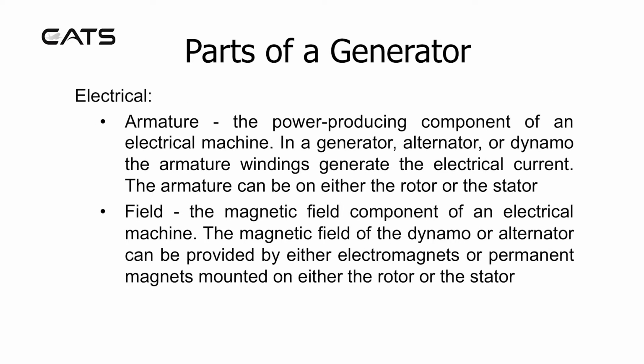For electrical, the armature is the power-producing component of an electrical machine. In a generator, alternator or dynamo, the armature windings generate the electrical current. The armature can be on either the rotor or the stator.